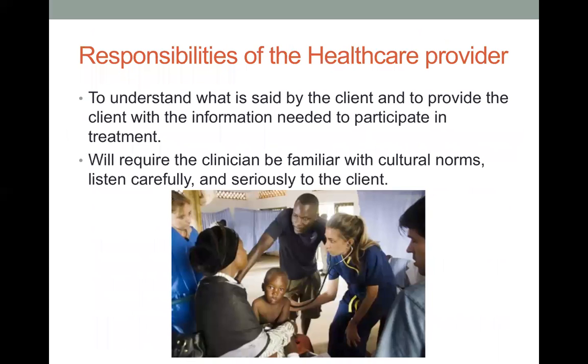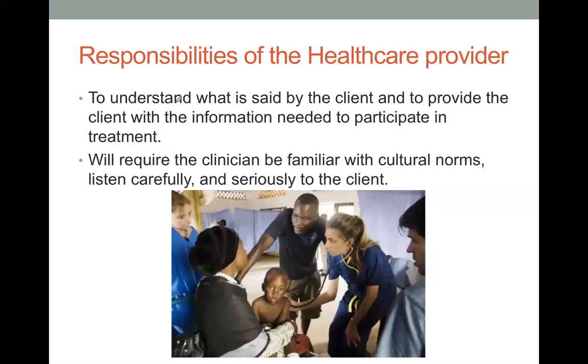Healthcare provider responsibilities. I am a healthcare provider as a registered dietitian nutritionist, and anybody who works in healthcare would be, as a social worker, a nurse, a CNA, a dentist, a dental assistant, a doctor, a physical therapist, a psychiatrist, a psychologist, etc. So this could be many of you. It is our responsibility to try our best to understand what is said and to provide our clients or our patients with the best information needed to play a role in their own treatment. And this requires us to be familiar with cultural norms, listen carefully and seriously.